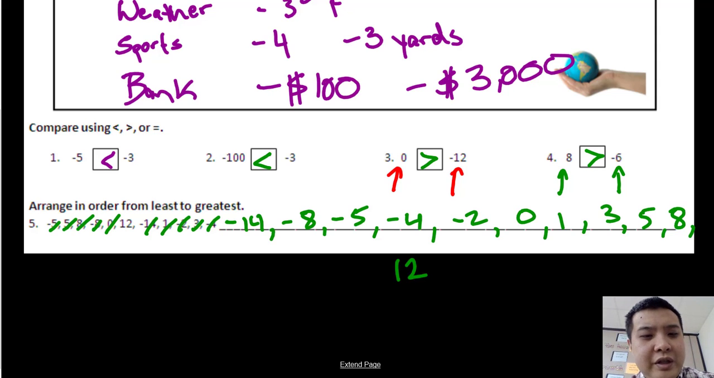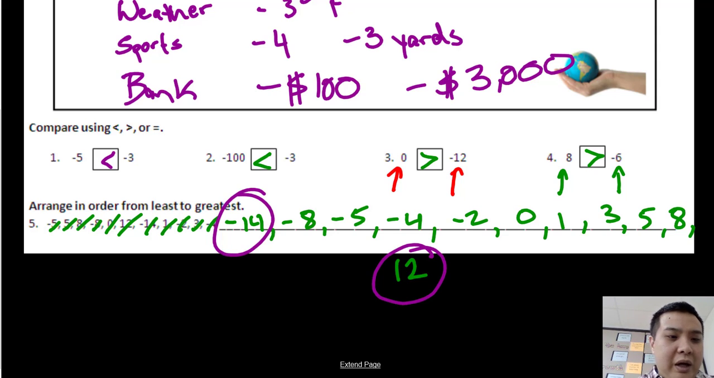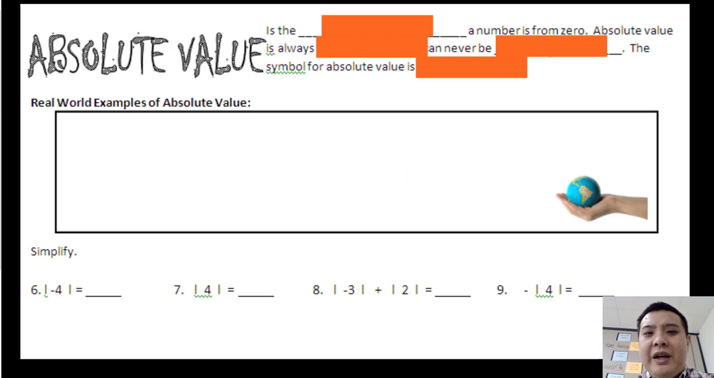What you should have found is that the smallest number is -14, -8, -5, -4, -2, 0, 1, 3, 5, 8, and 12. Again, it's going from the least amount, which is the most negative number, and then going up to the highest positive number. Absolute value.